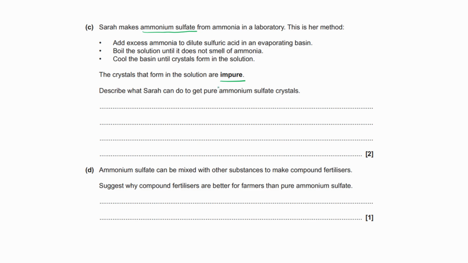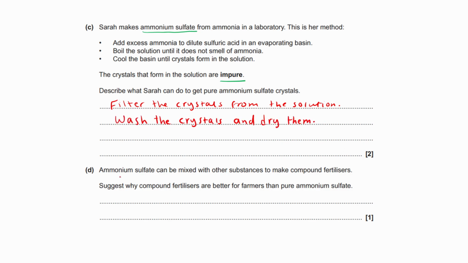Describe what Sarah can do to get her pure ammonium sulfate crystals. So obviously those crystals that are in solution, the crystals can be separated from the solution by filtration. So filter the crystals from the solution. If you just write down filter, you'd get the mark. Once you've got the crystals separated, they might still be wet with some ammonia on the surface of the crystals, so she could wash the crystals and dry them. So if you just write wash, you'd get the mark, but I'm just going to write the full sentence. So that's your 2 marks.